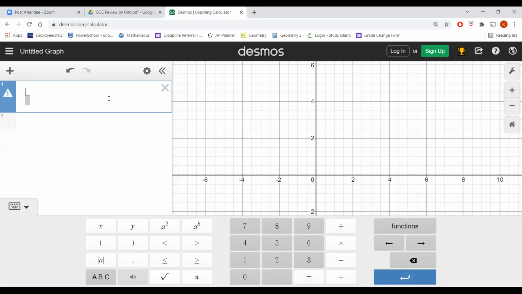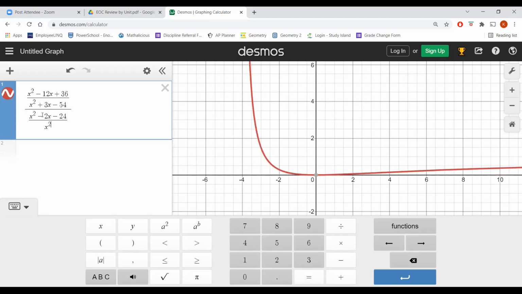So I go like, hey, this is my big fraction. Okay, let me go ahead and type the fraction on the top. So there's my top fraction. Now remember Desmos doesn't like n's, it likes x's and y's. So we're going to do x squared minus 12x plus 36 over x squared plus 3x minus 54. Okay, there's my top fraction, and then I'm going to do my bottom fraction. So x squared minus 2x minus 24 over x squared plus 13x plus 36.